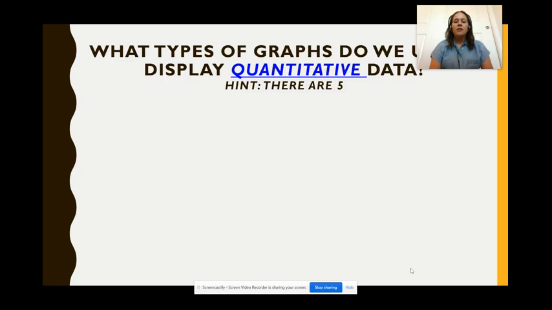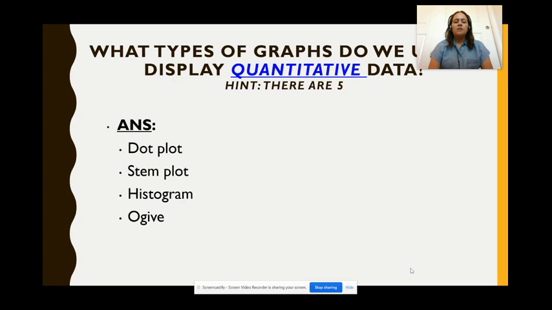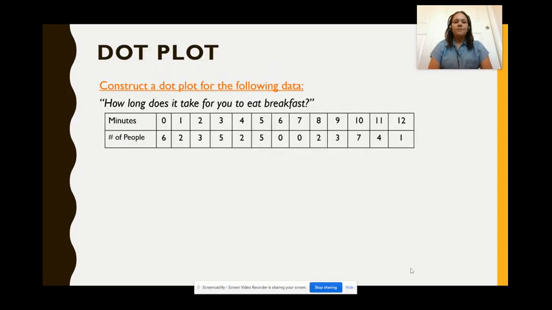All right, so there are actually 5 types of quantitative data. We are going to talk about these 4 in particular today. There is also a box plot, which many of you probably were exposed to in Algebra 2, if not in other places. But we are going to leave that for another day because it goes nicely with some other material as well. All right, a dot plot we're not going to spend too much time on because it's relatively self-explanatory.